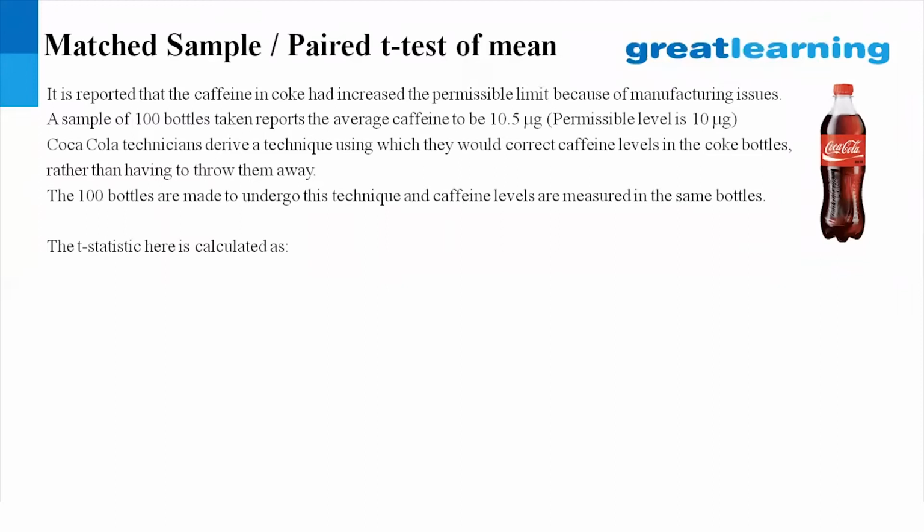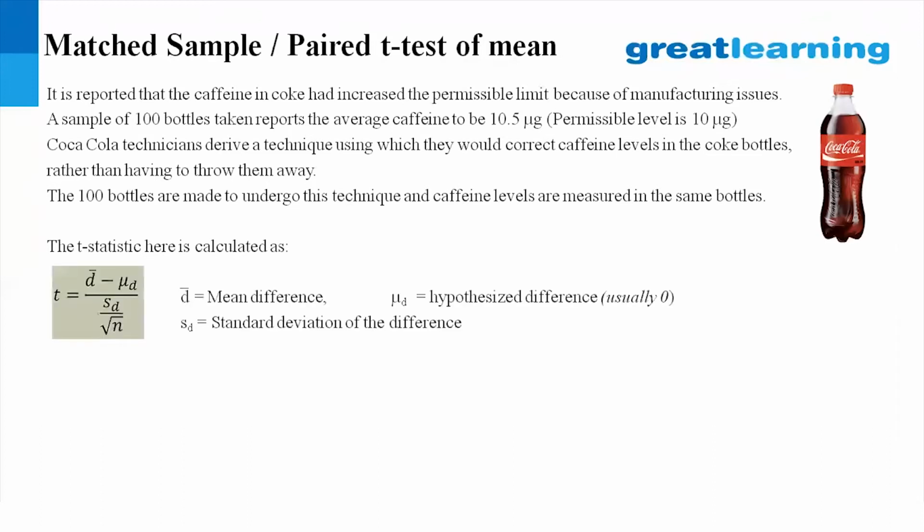You pass them through an operation or a technique and you measure the caffeine level again in those same 100 bottles. So you had 100 bottles in the first place, they went through some operation, and you have those same 100 bottles again. You do not have 100 bottles from one center and 100 bottles from another center like we saw in the previous example. You have 100 bottles in one manufacturing center undergoing an operation, and the same 100 bottles being tested again as a second sample. So in that case, your t statistic formula changes.